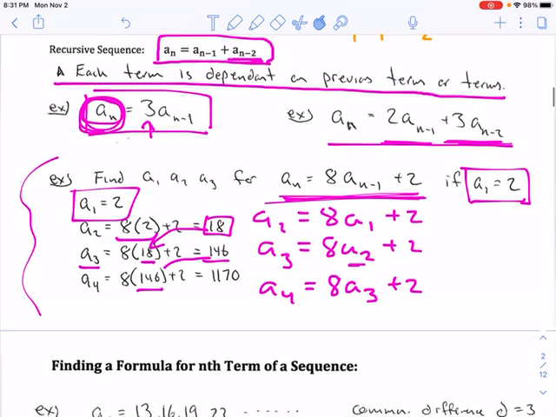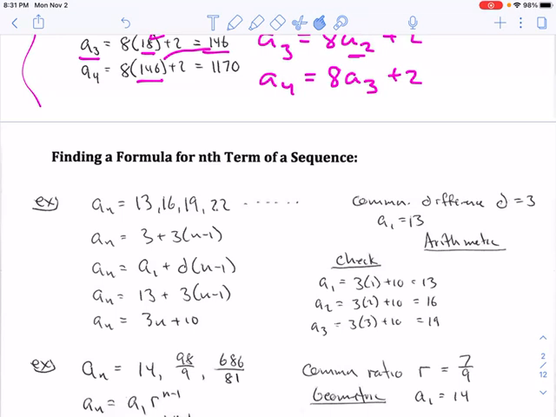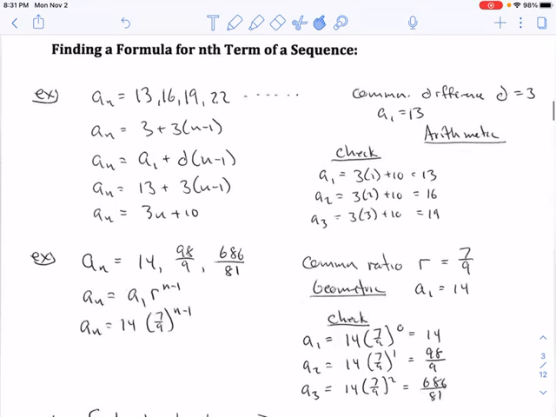The next thing I want to do here is finding a formula for the nth term of a sequence. And so there's some certain strategies that you can use for doing this. First of all, we're given a sub n is equal to 13, 16, 19, 22, on and on and on.